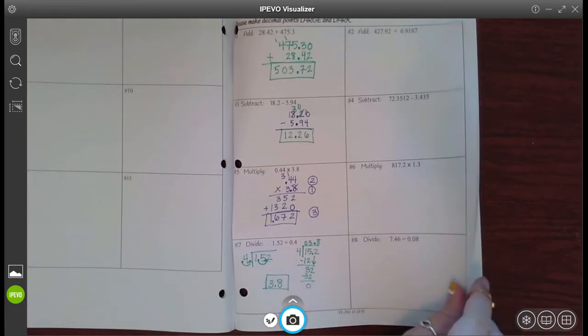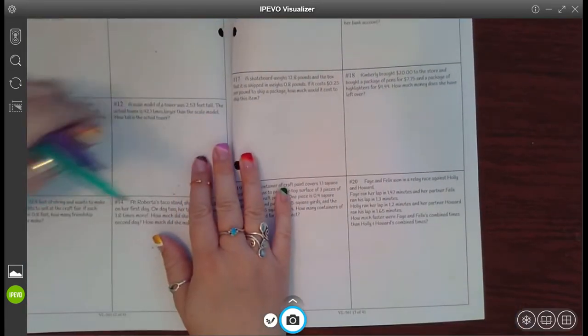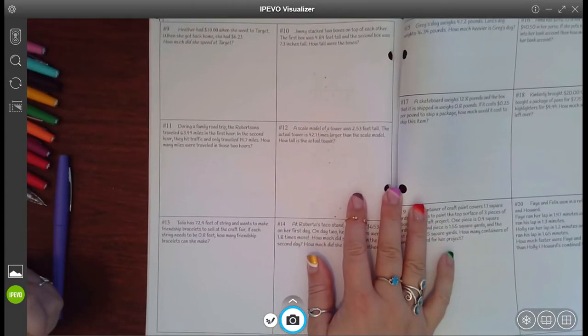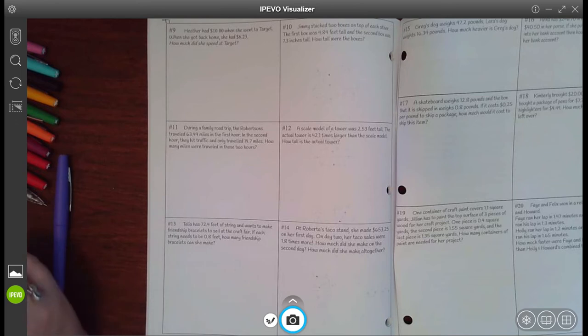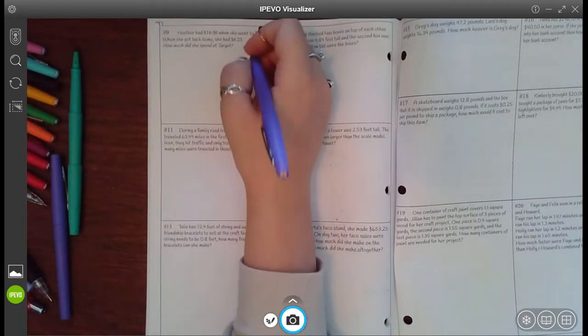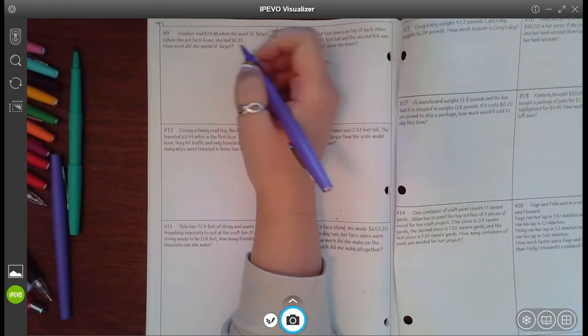Okay, we did all the odds on the first page. Let's go ahead and turn the page to our next page, and now we're going to try these odds. Up at the top, number 9 says, Heather had $10 when she went to Target. When she got back home, she had $6.23. How much did she spend at Target? Well, first of all, this is definitely a different Heather because she has self-control. How can you spend that little amount of money at Target?